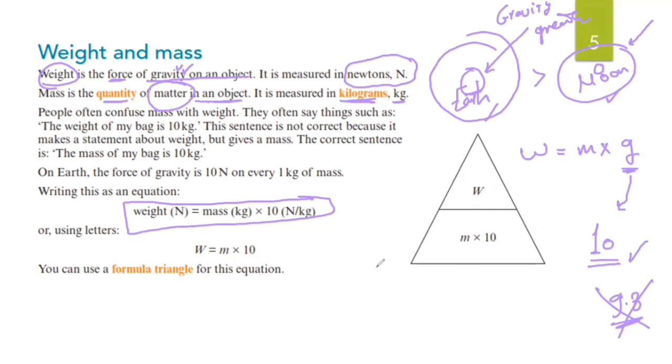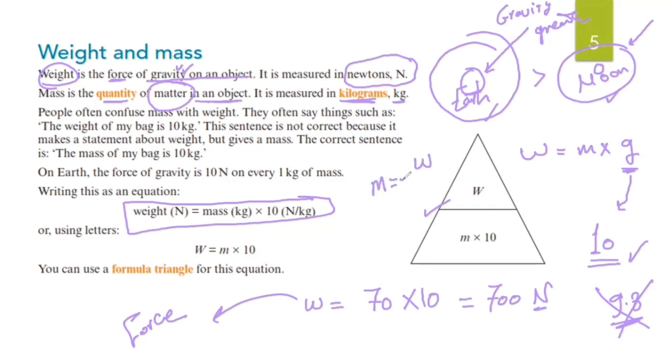طيب لو انت حابب بقى تحسب الويت بتاعك هتحسبه ازاي؟ هتشوف الماس بتاعك مثلا وليكن 70 times الجرافيتي اللي هي 10 on the earth، الجرافيتي على الارث 10 يبقى equal 700، وطبعا اليونت نيوتن لان الويت ده عبارة عن فورس. التراينجل ده هيساعدك لو هو عكس لك السؤال. If you want to calculate the mass, how can we calculate the mass? Mass equal weight divided by 10. وطبعا اليونت of mass is kilogram or gram. ده كده رول مهم قوي لازم تكون عارفه.